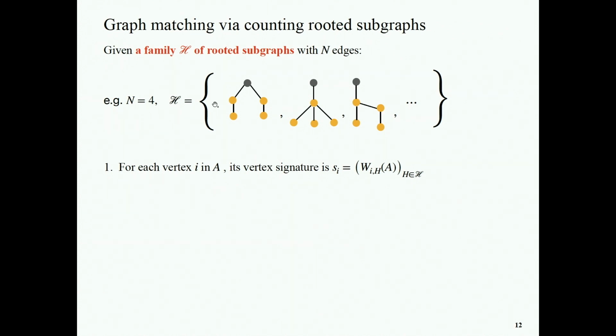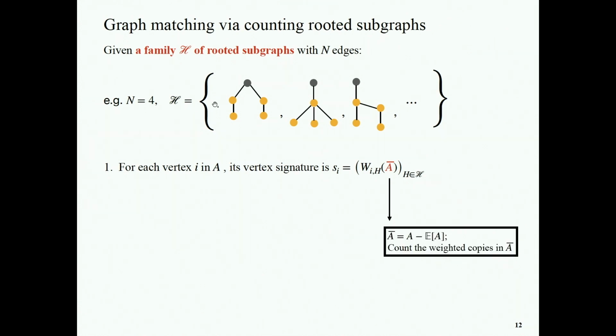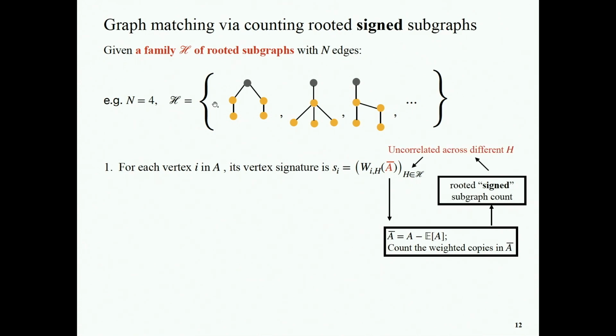But the issue with directly doing this counting is that you can notice the entries can be highly correlated with each other. This can bring some issues because what we want is that different rooted subgraphs capture different aspects of information about the vertex. So we want to solve this high correlation issue. And what we did is centering. So we center the adjacency matrix, so we can treat A as a complete graph where each two vertices are connected. And each edge on this complete version of A has a corresponding weight given by this centered adjacency matrix. And then we count the weighted copies of H rooted at I appearing in this centered A. We call this the rooted sign subgraph counting method. And by doing this, you can show that all the entries become uncorrelated with each other. So we resolve this high correlation issue.